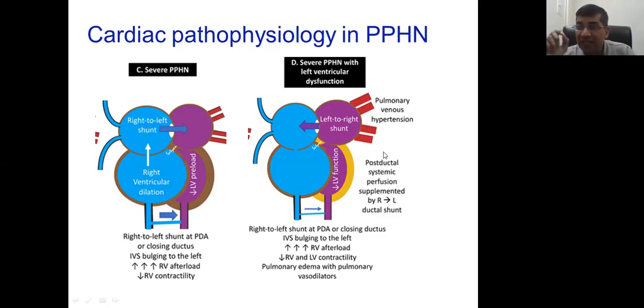So sometimes you will see that the PFO is left to right and your PDA is right to left. That's a severe form of PPHN with RV dysfunction and LV dysfunction. So do understand this important physiology, that you are dealing with a heart dysfunction. You need to pick it up before worsening of the heart.